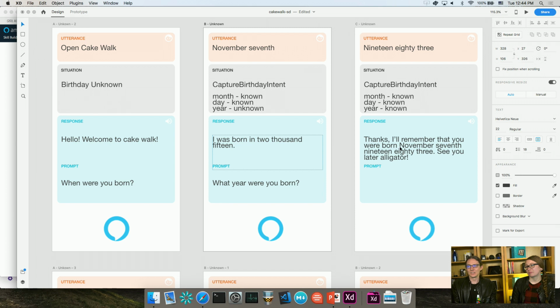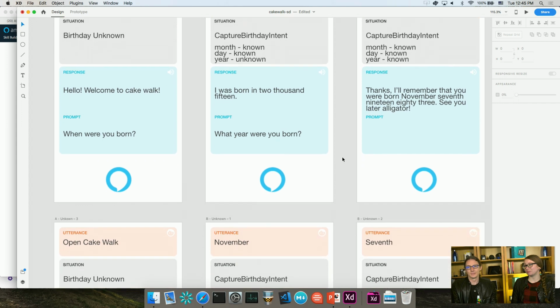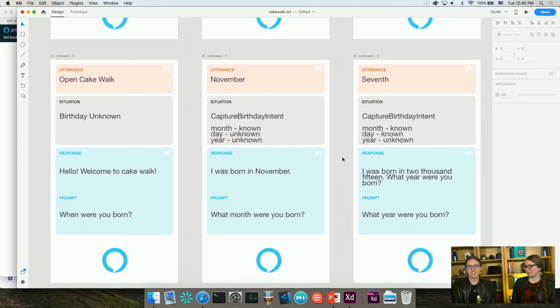And then they come back and say 1983. And then at that point, we know everything that we need to know, the month, day, year. And then we come back with the implicit confirmation and close the skill. And you can easily see that we're going to need another card for the situation where I only gave the month or only gave the day.